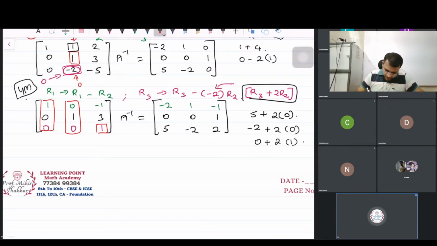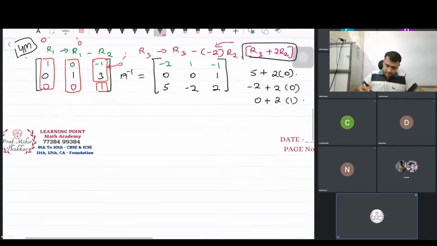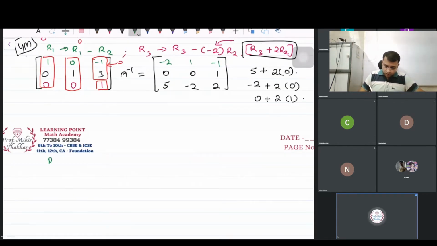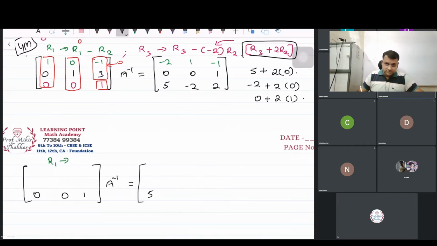Next job is to convert these both elements into 0 one by one. No problem. Can anybody give it a try? What should I do in the first row? And then in the second row, we'll discuss it later. First of all, tell me for the first. Anybody give it a try? R1 minus R3. Are you sure?